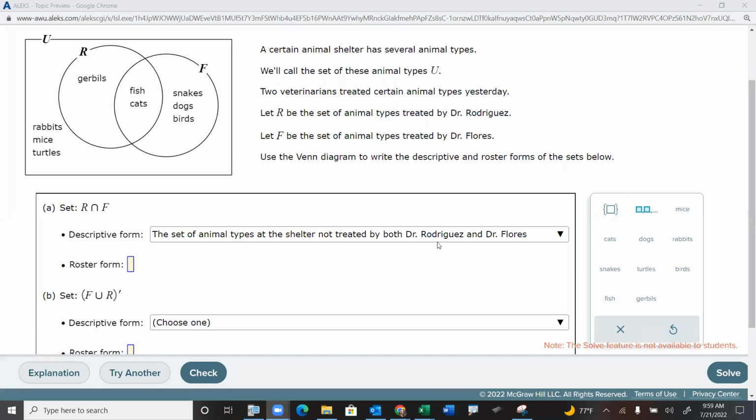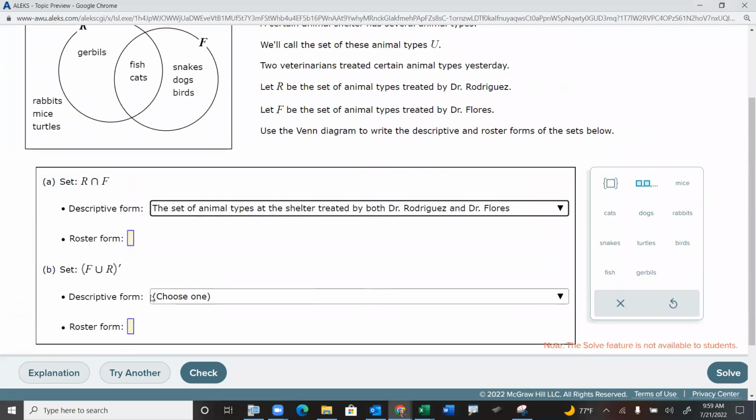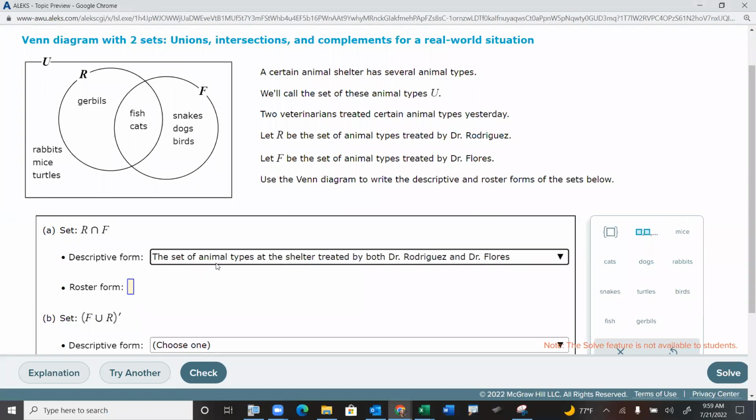All right, so let's go back to what the actual answer was on this one. The roster form for the set of animal types at the shelter treated by both Dr. Rodriguez and Dr. Flores is going to be, let's see, why isn't it typing? It's peculiar. Oh, well, I'll just write it with my cool pen. So R and F is going to be the fish and the cats. The kitty likes the fishy.